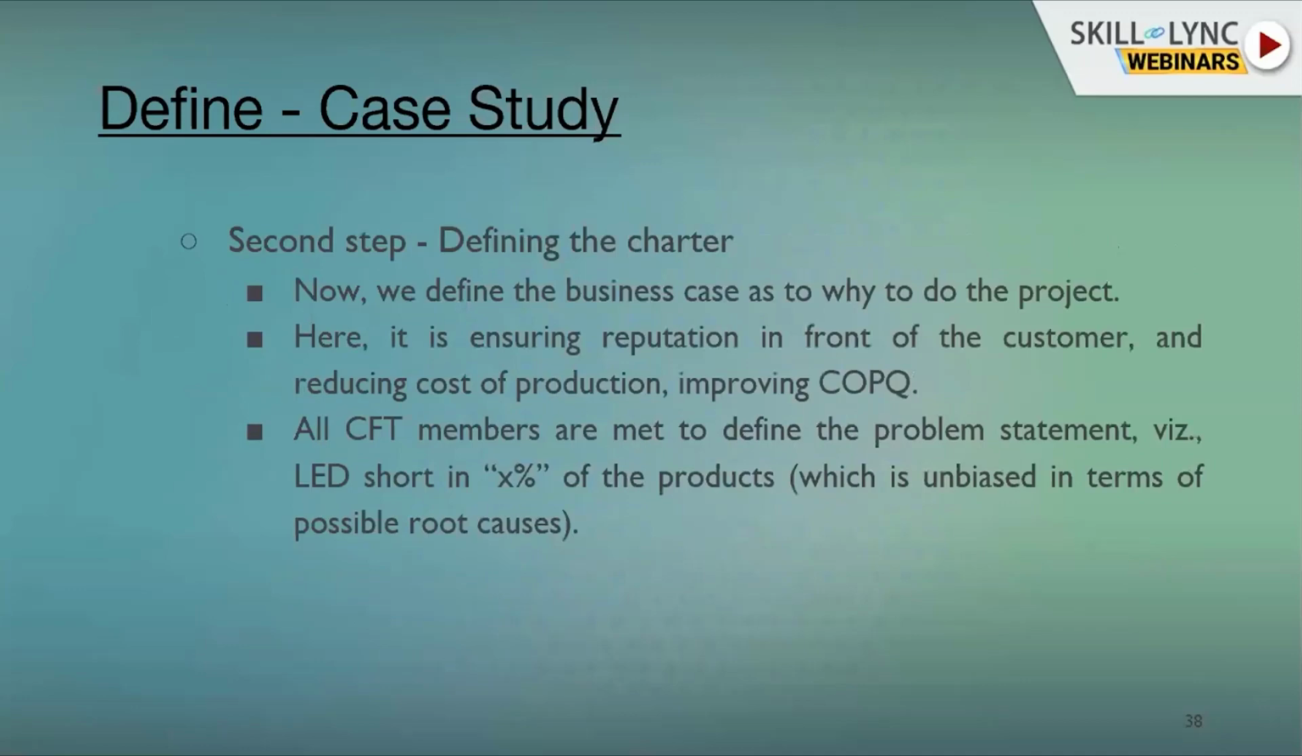Then there was the second step. Please note this down. These particular points will help you in going through the examples. So whosoever is listening, please note it down.